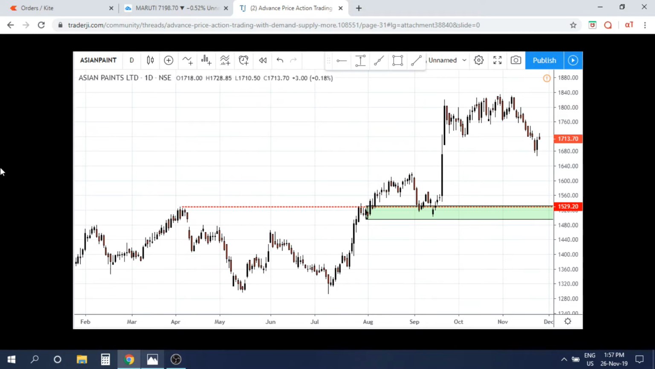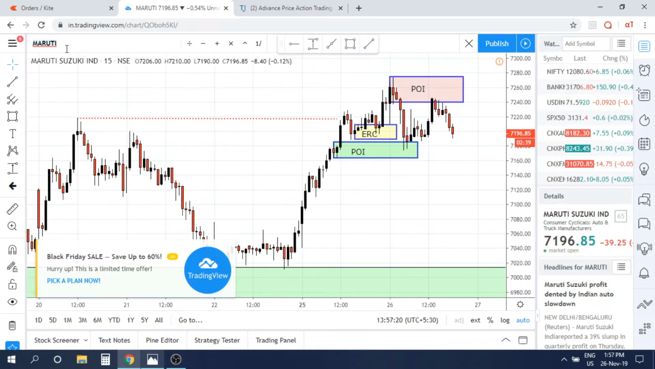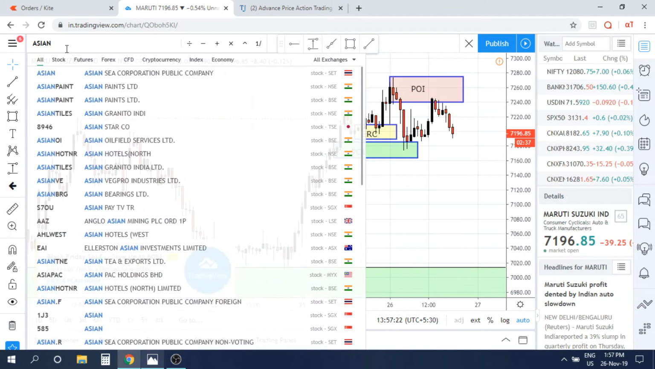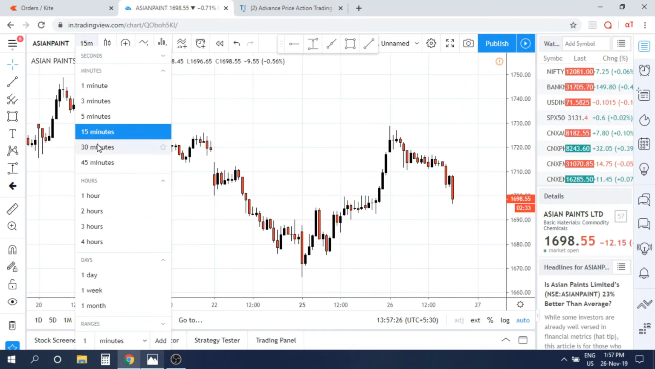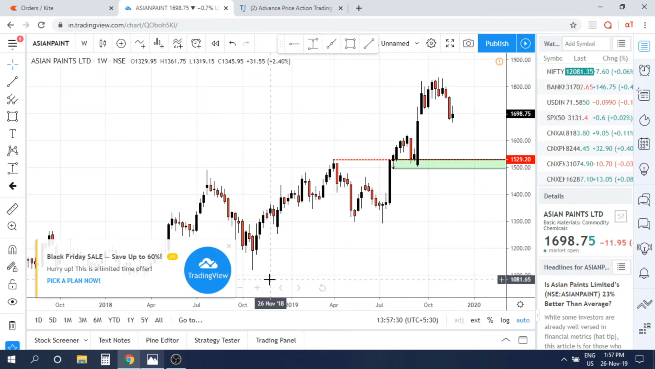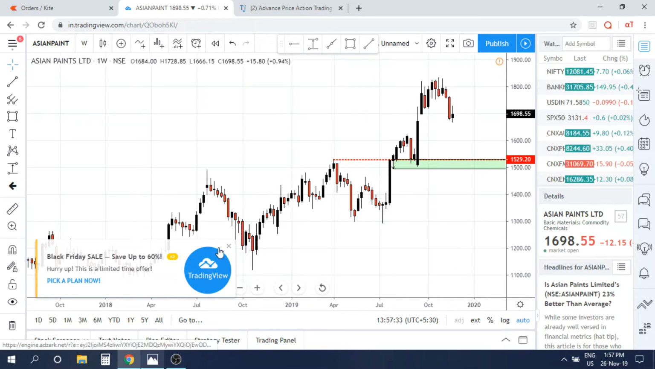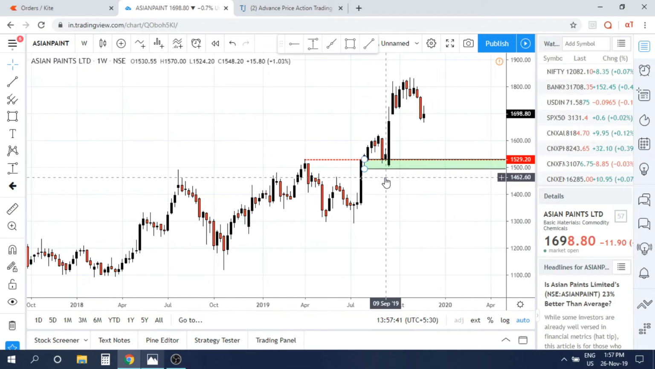So let's see, he said weekly chart, which I missed. Let's see what the Asian Paints weekly chart is saying. So let's go to the weekly chart. Yep, so in weekly as well. Yes, and on weekly, one ERC is still fresh.